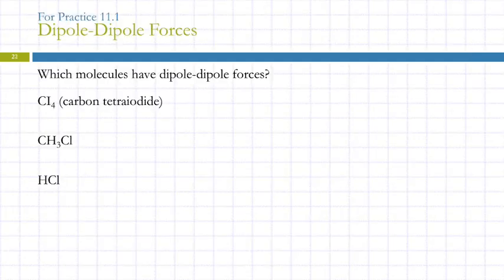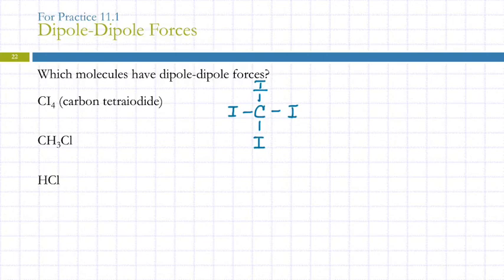So we should be able to do things like this. Identify which of these molecules have dipole-dipole forces. So what sorts of things have dipole-dipole forces? Polar molecules. So we need to identify which of these are polar. So this is CI4, and I put the name out here because sometimes that gets misinterpreted as Cl4, but why would 4 chlorine atoms bond together? Well, CI4, so you're going to have 4 iodines attached to the carbon.